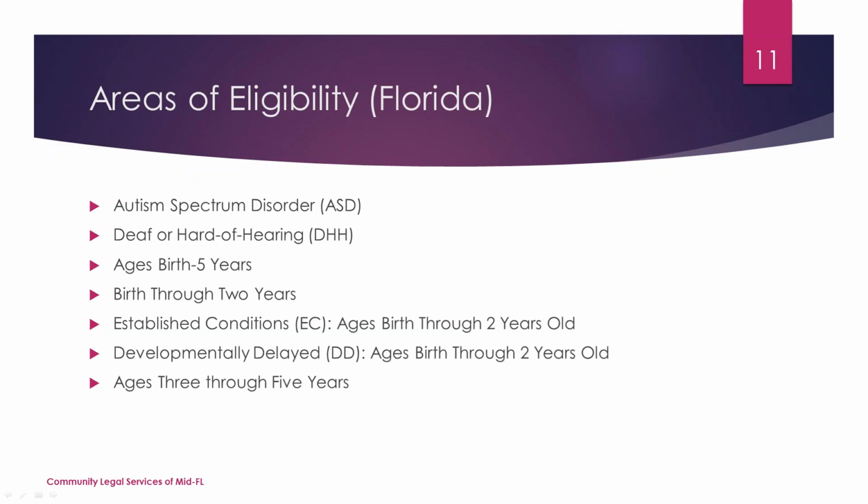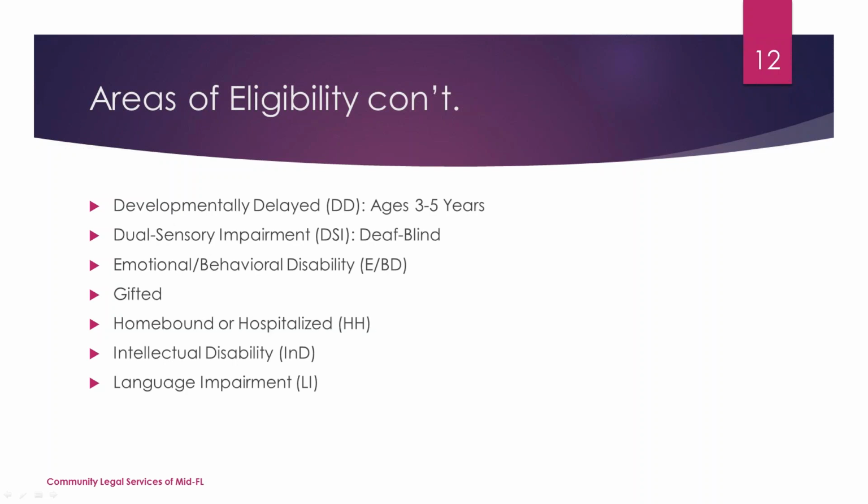Kids typically come into school with the DD designation, and by the time they are 6 years old, that must be removed from the IEP, and they must find one of these other areas of eligibility if the child is going to continue to receive exceptional education. Ages 3 through 5, same thing, the global category. Next. Developmentally delayed, ages 3 through 5, we just spoke about that.